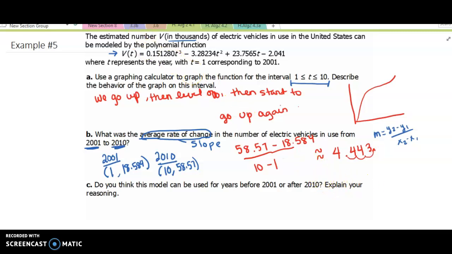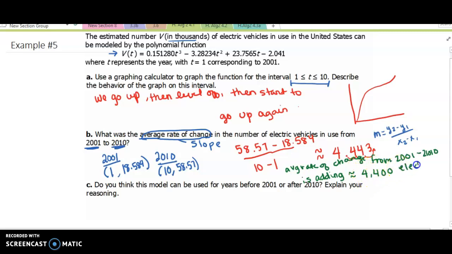And so to interpret that, basically what that means is that the average rate of change from 2001 to 2010 is that we're adding about, I'm just going to put 4,400. You can put 44, 43, whatever. 4,400 electric vehicles per year.